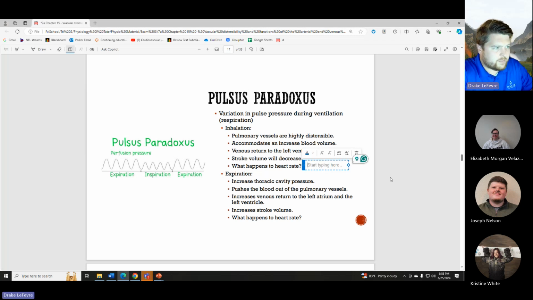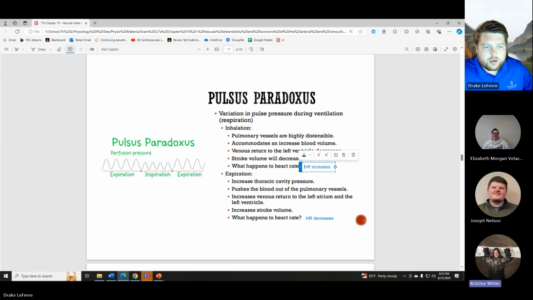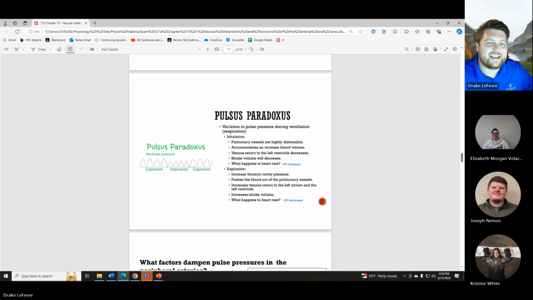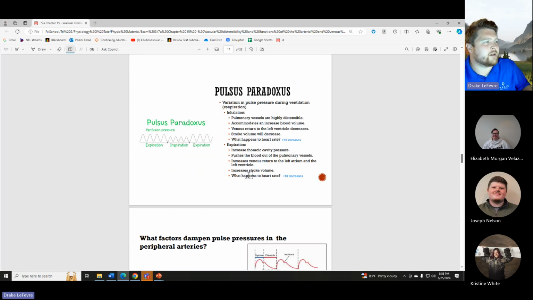So what happens to heart rate? On inhalation, heart rate increases. What happens during expiration? Heart rate decreases on expiration. I could have sworn it was reversed. Yeah, I'm pretty sure I got those wrong because I thought it was reversed. I'm sure if we dove deep into it, we could figure out the exact reasons why, but it's kind of above our pay grade. So now we know.